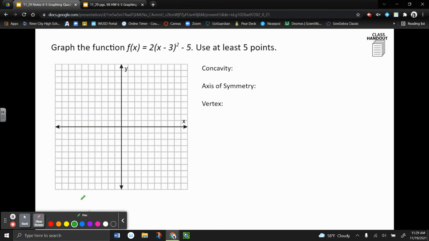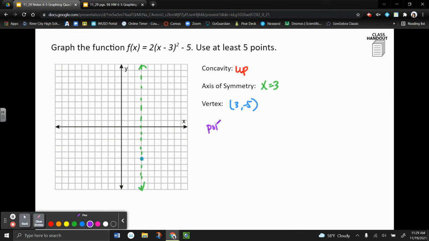Actually, let me do that in a different color. So this was up, x equals 3. And then my vertex I'll do in blue, 3, negative 5. All right, so 3, negative 5, 1, 2, 3, 4, 5. My axis of symmetry, which we're going to use as our line of reflection. Okay, well, in this problem, we're not given 2 other points. We're not given a y-intercept. We're not given x-intercept. So that means we're going to have to plug in 2 more points.